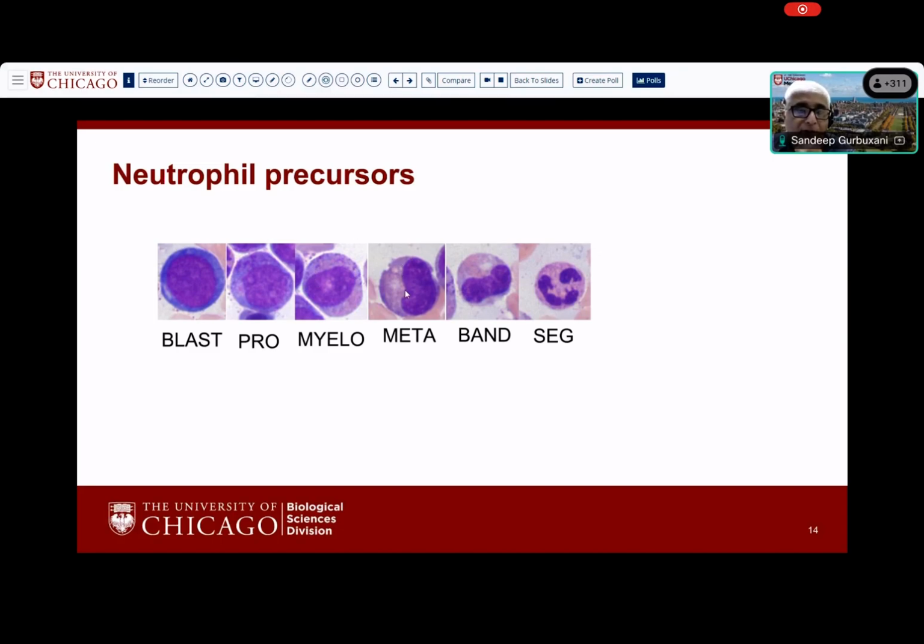And then the nucleus starts shrinking and becoming more compact. The chromatin starts condensing. So here you have this finely dispersed open chromatin. You may even appreciate some nucleoli. In contrast, here the nucleus has started to condense, and the nucleus is also becoming very indented, and it's on its way to becoming a mature neutrophil.